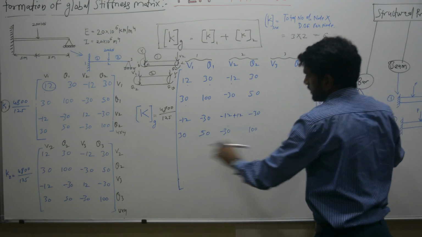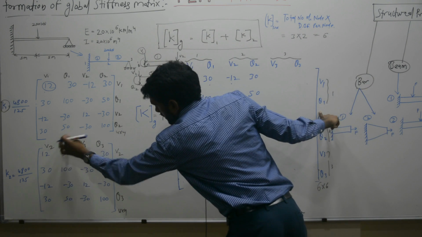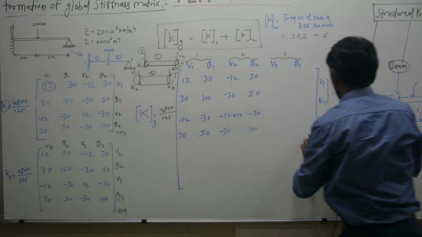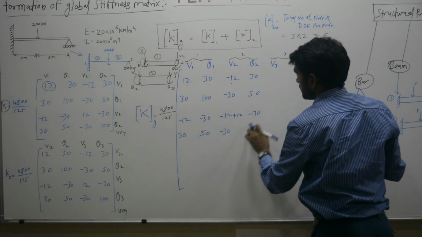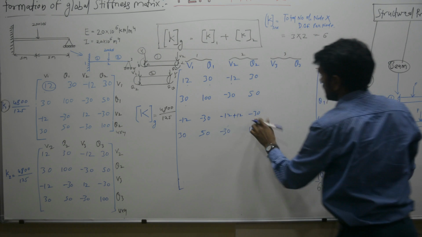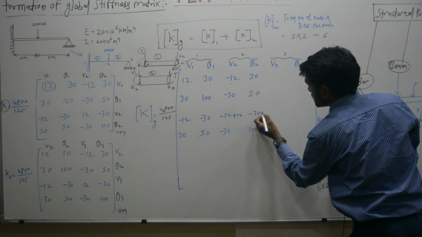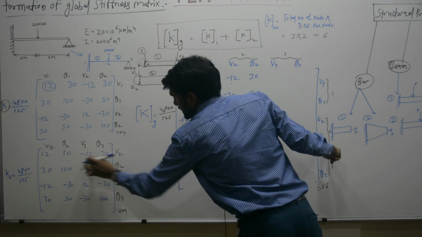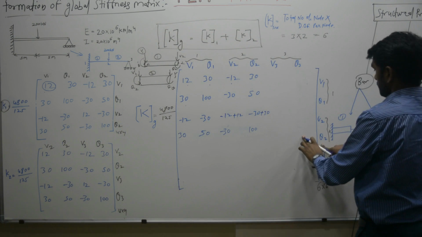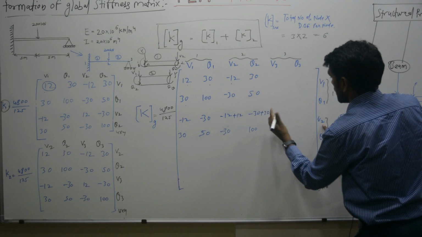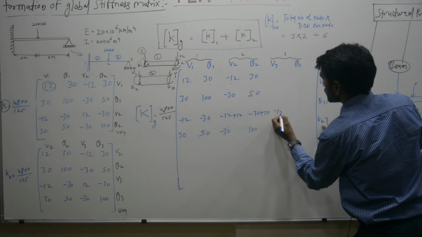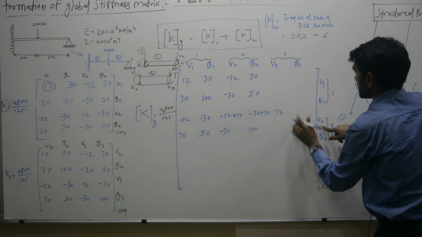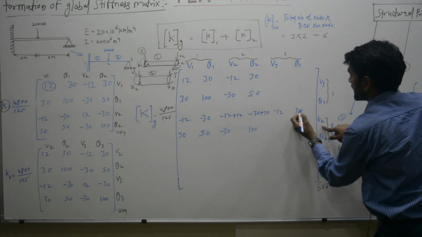Now in the second element, column number theta 2 and row number V2 again. We have minus 30 initially, this is plus 30. Then column number V3 and row number V2, the value is minus 12. Then column number theta 3 and row V2, the value is minus 30.